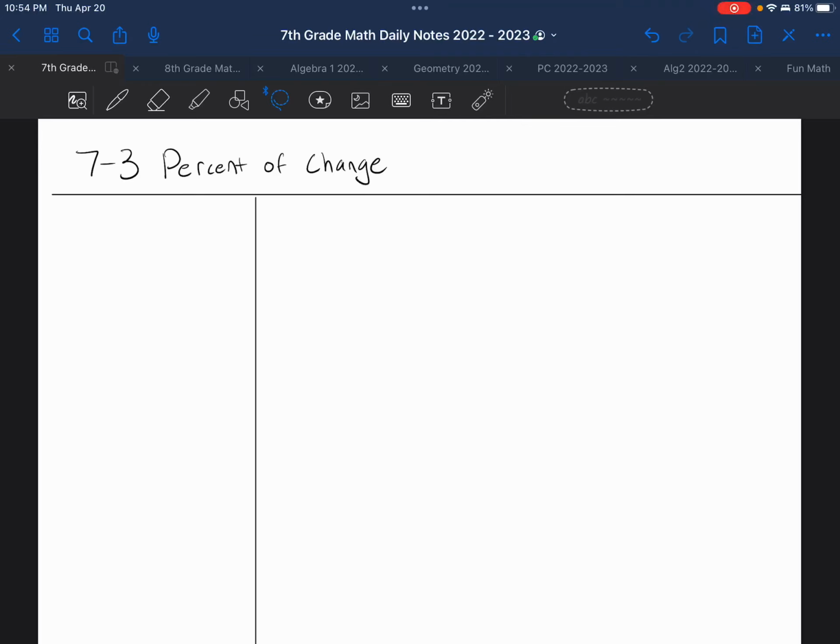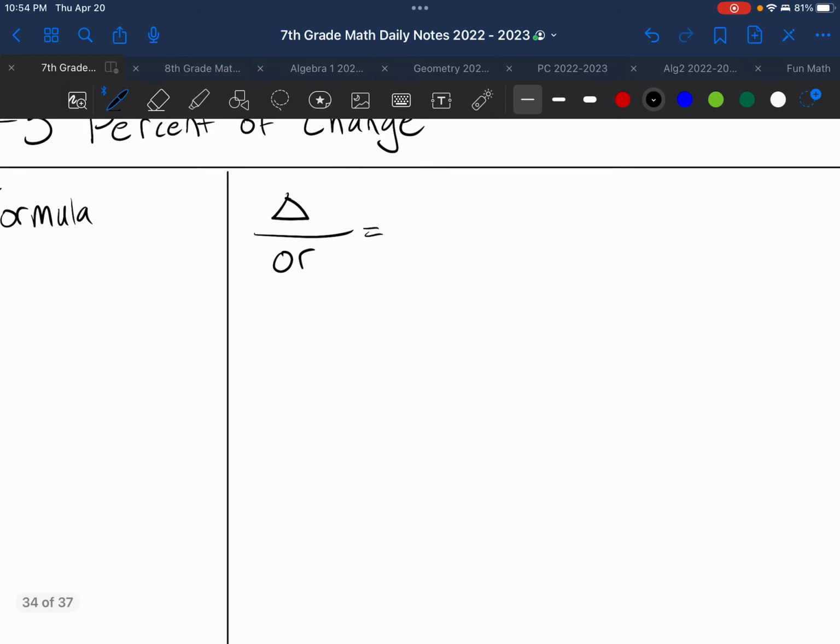This is Pre-Algebra Lesson 7-3, percent of change. The general idea here is we are basing everything off of our formula. The formula is the change, and I can make it very simple. I use this triangle symbol to mean change, and you can say over the original, or if you want to be a little more pedantic, you can say it's the change over the original.